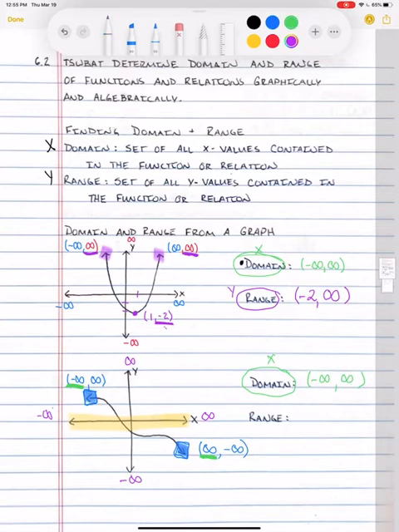Our range, it's our y value. It goes from the tallest, or let's start with the shortest, so negative infinity, because that's the lowest piece on our graph, to the tallest, just positive infinity. And that's our domain and range.